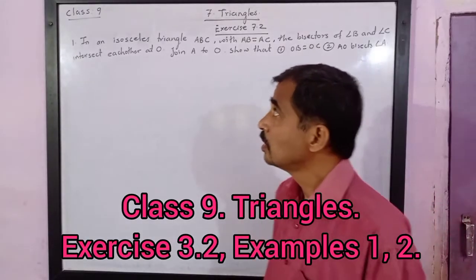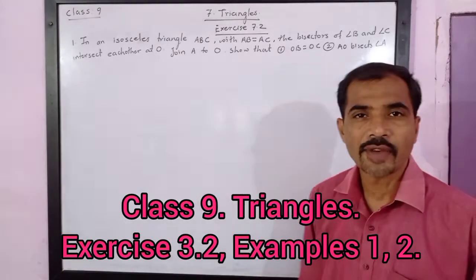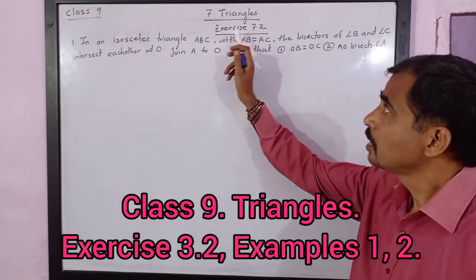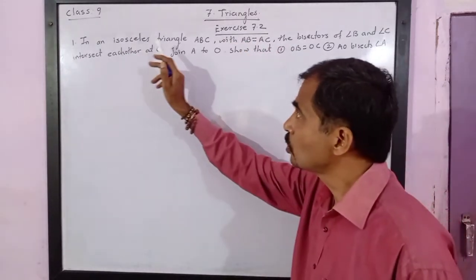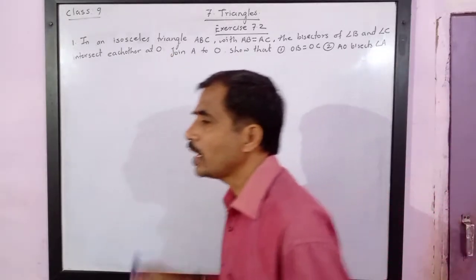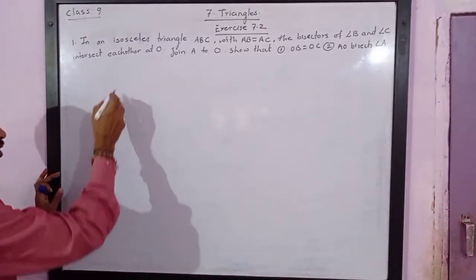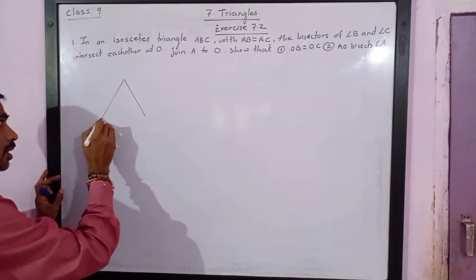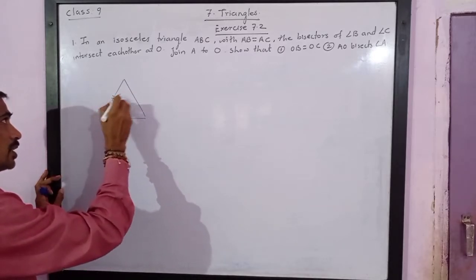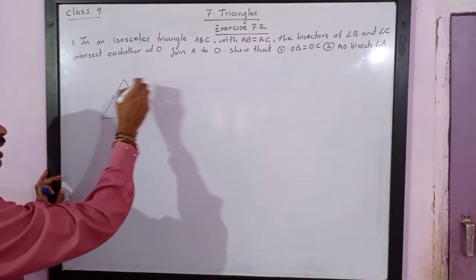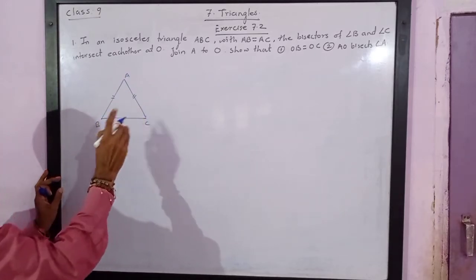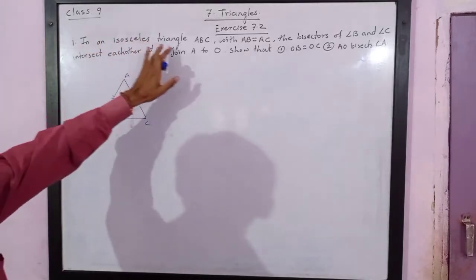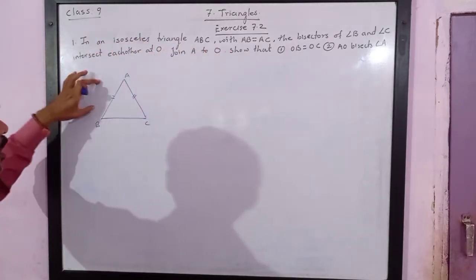Dear friends, in class 9 we are studying 7th chapter triangles, and in exercise 7.2 we have the first question. In an isosceles triangle ABC, we are given a triangle ABC is an isosceles triangle. Isosceles triangle means two sides are equal, with AB equal to AC. This is AB and this is AC. So we are given in an isosceles triangle ABC, equal sides are AB and AC.